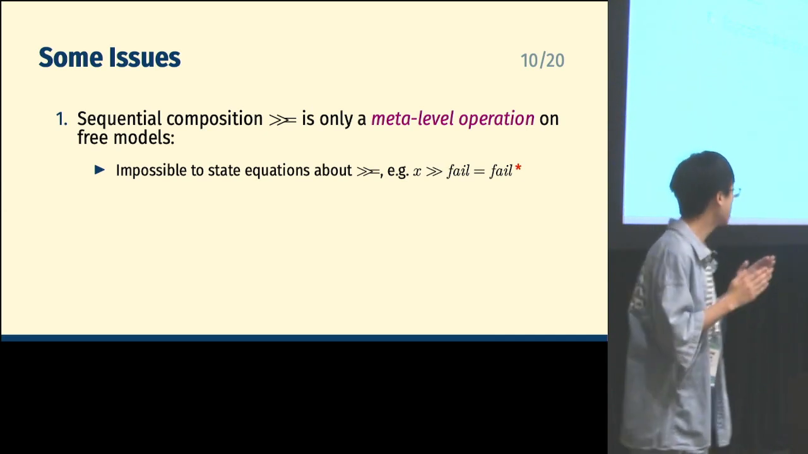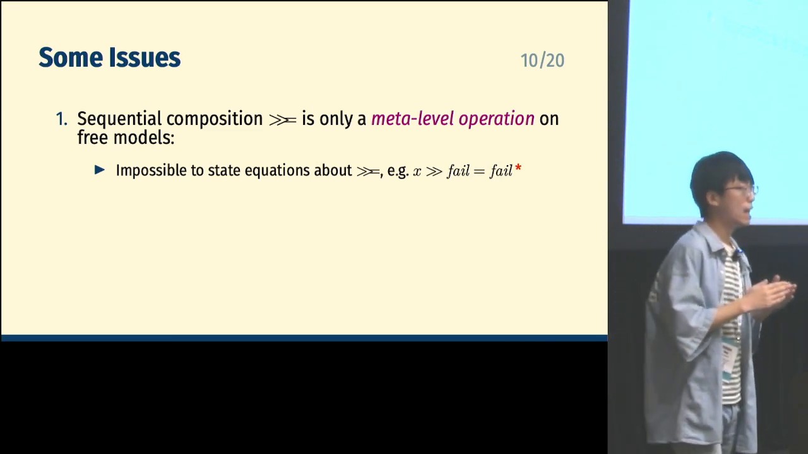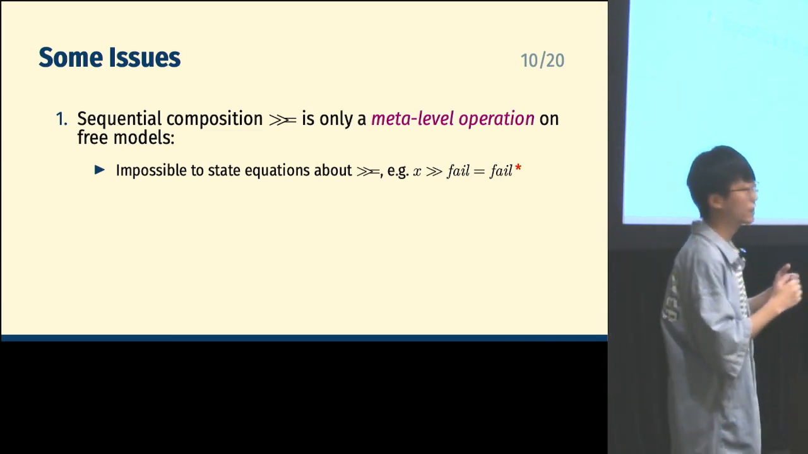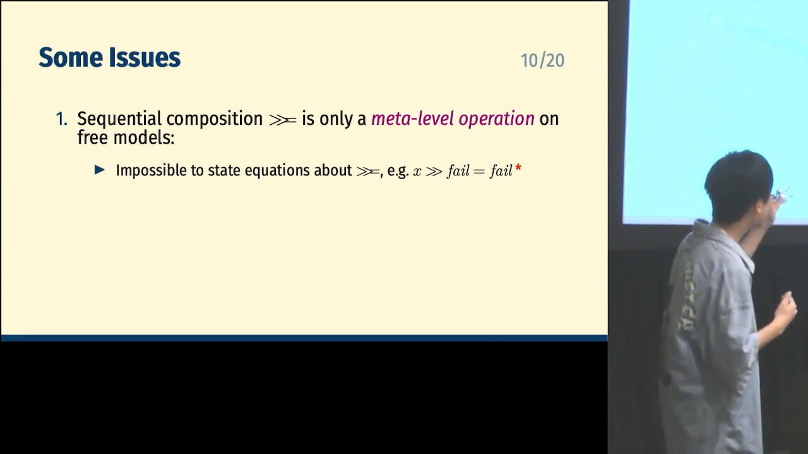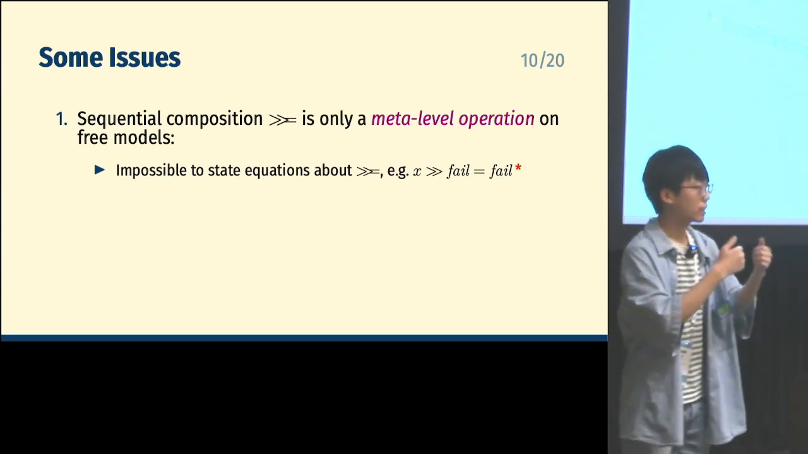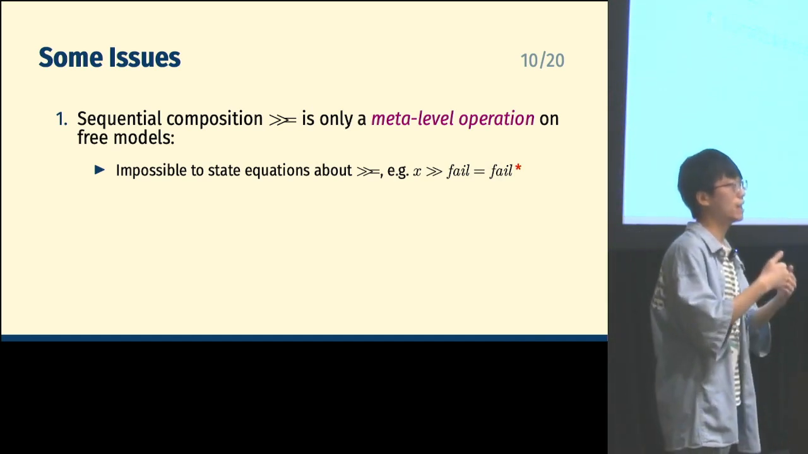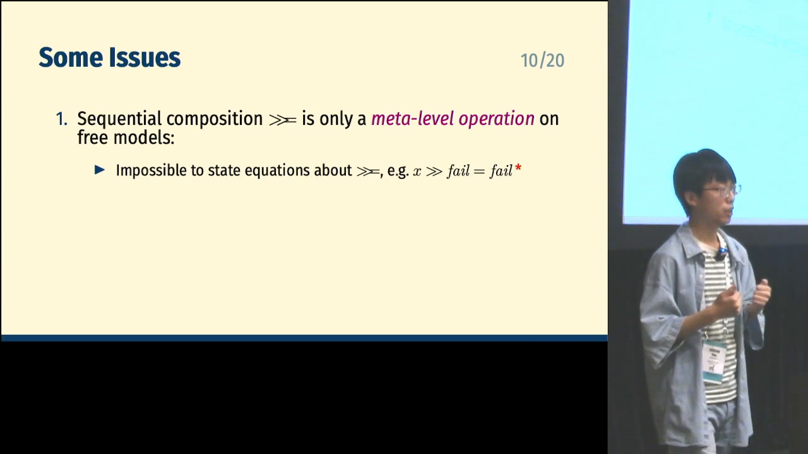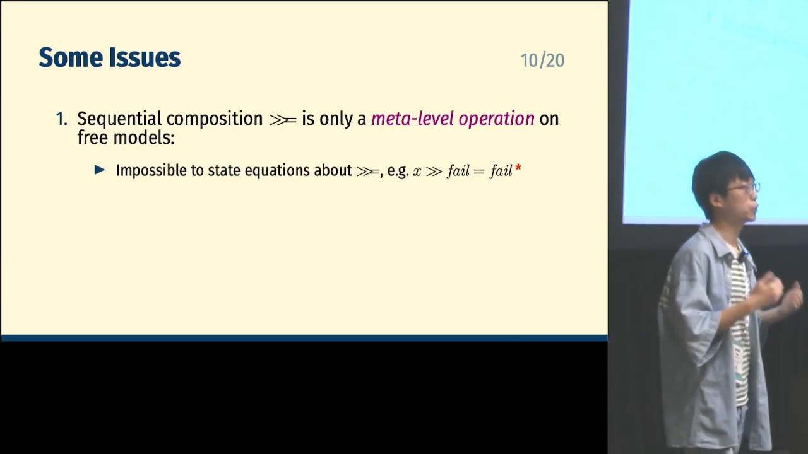So for example, in non-determinism, we may want to state the property that every computation x followed by a failure is equal to a failure. But here, x stands for a computation, an element of a model. But in general, a model doesn't have a structure for sequential composition. So we cannot meaningfully state this property as an equation in algebraic effects.